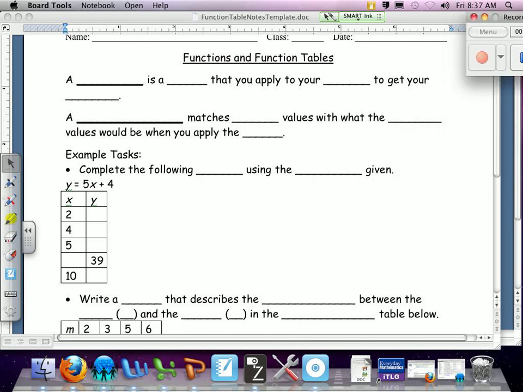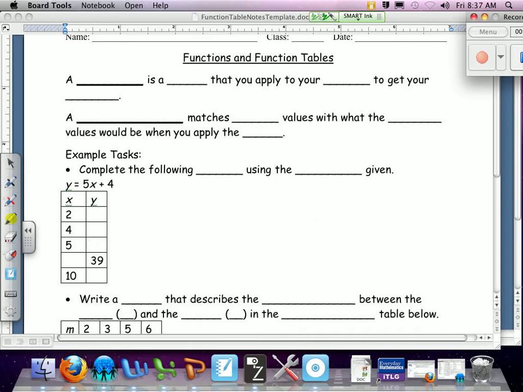All right, so everybody put these notes in your table of contents. All right, functions and function tables. Like I said, it's stuff you've seen before, except it's been called other things. So we're just going to make sure we all have certain terminology.